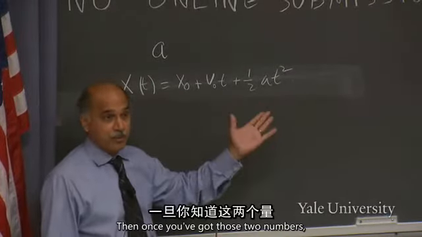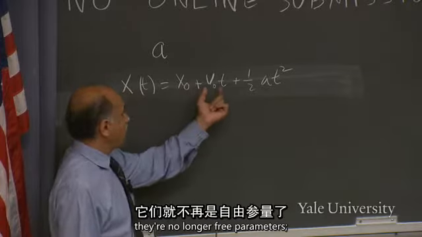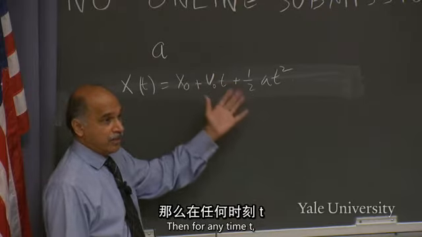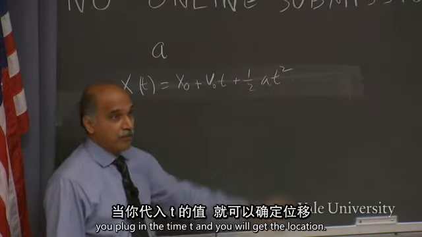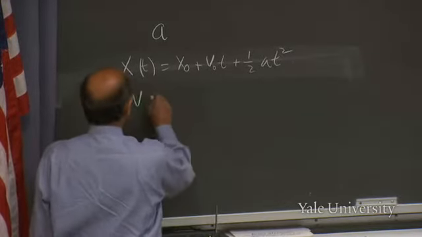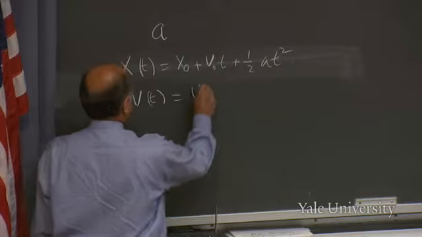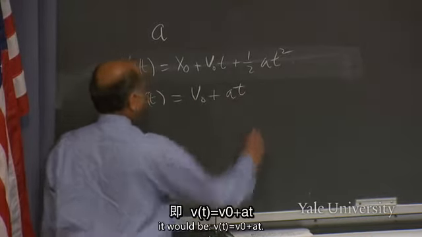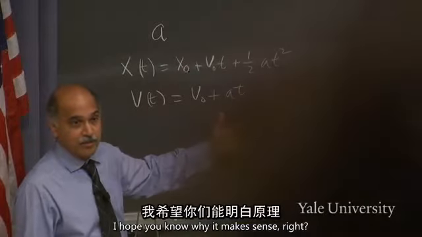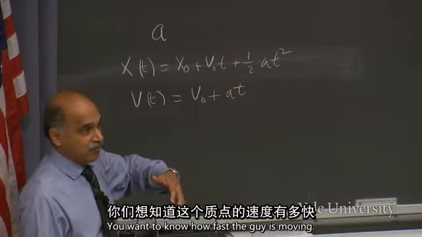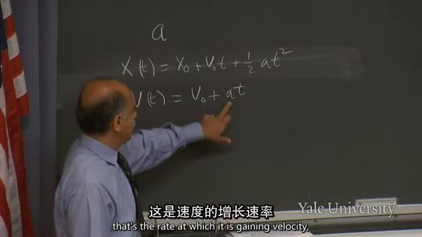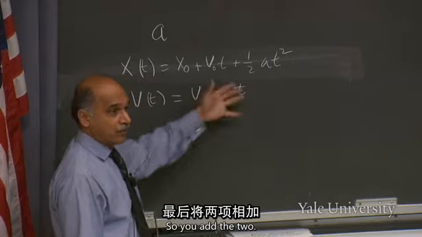Then, once you've got those two numbers, they're no longer free parameters. They're concrete numbers, like maybe 5 and 9. Then, for any time t, you plug in the time t, and you'll get the location. If you took the derivative of this, you will get the velocity at time t to be v0 plus at. Again, you shouldn't memorize the formula. I hope you know why it makes sense, right? You want to know how fast the guy is moving. This is the starting speed. That's the rate at which it is gaining velocity, and that's how long it's been gaining it, so you add the two.